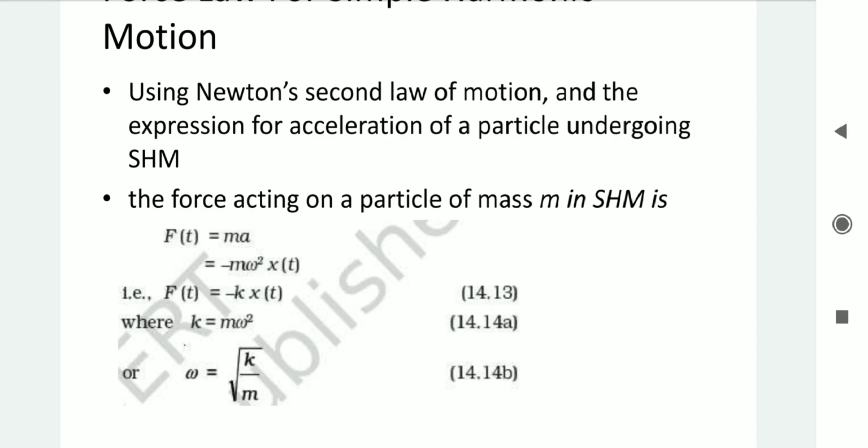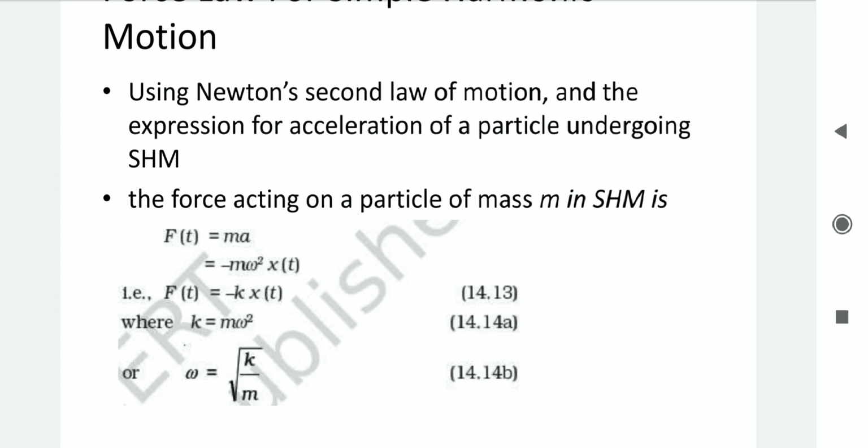By substituting that value in the force equation, we get F of t equal to minus m omega square x of t. Now let us substitute m omega square by the constant k, which is known as the force constant. So k equal to m omega square. Making omega, the angular frequency, the subject of the formula, we get omega equal to under root of k by m.